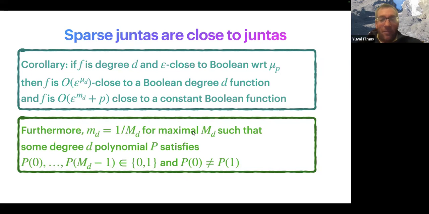So it's the inverse of the maximal capital MD such that some degree d polynomial p satisfies that its first MD values on the integers are Boolean, and also a non-triviality assumption that p of 0 is different from p of 1. Okay, and we can use our structure theorem to prove this kind of statement, which means that the structure that we find is useful for something.